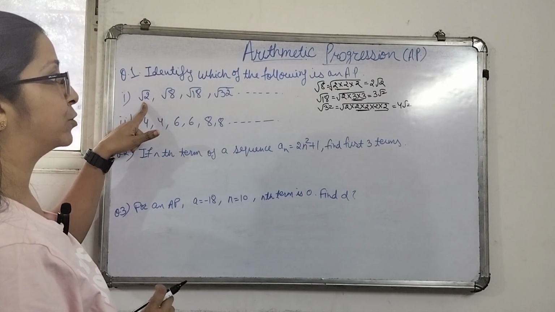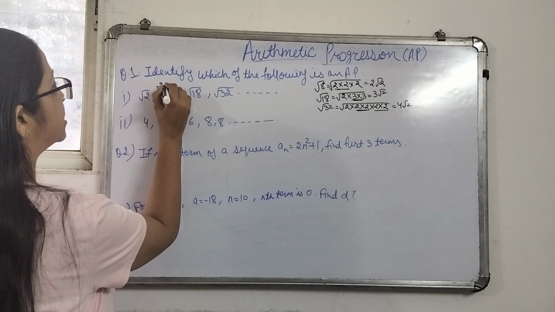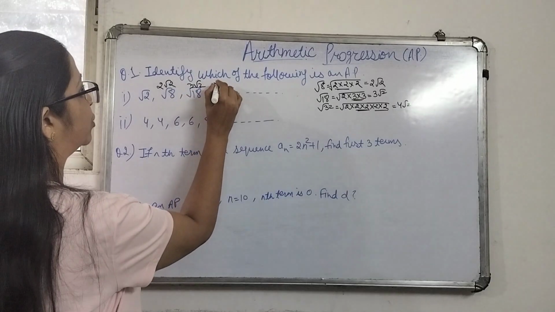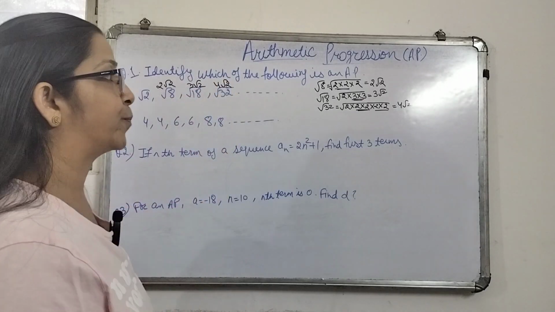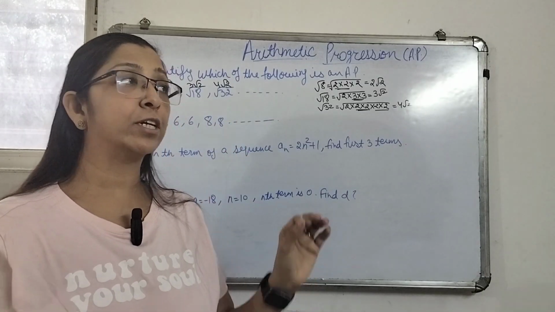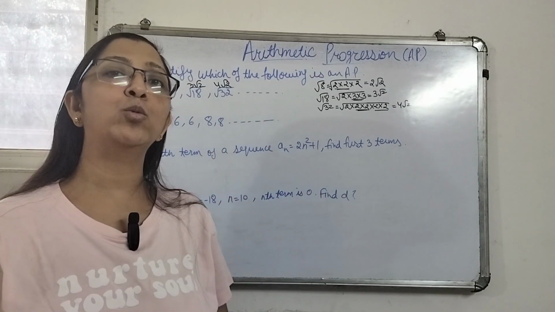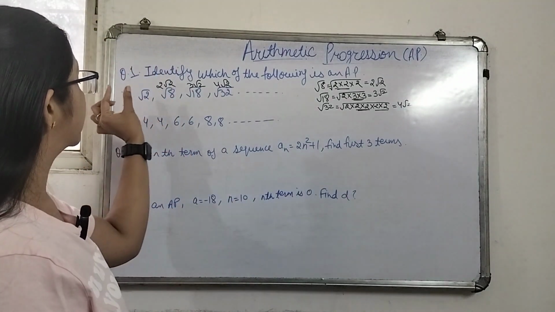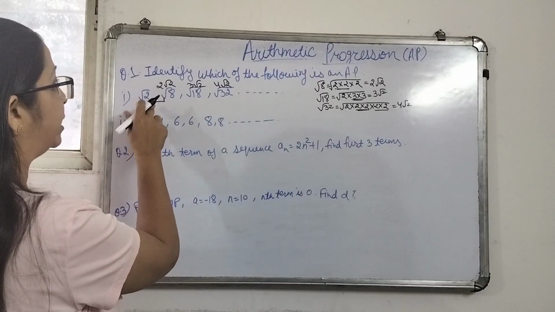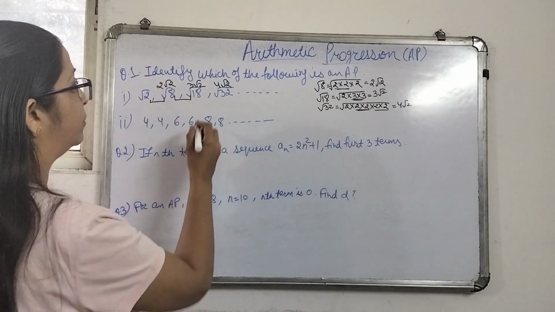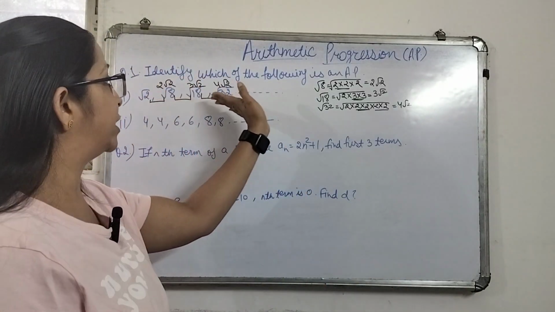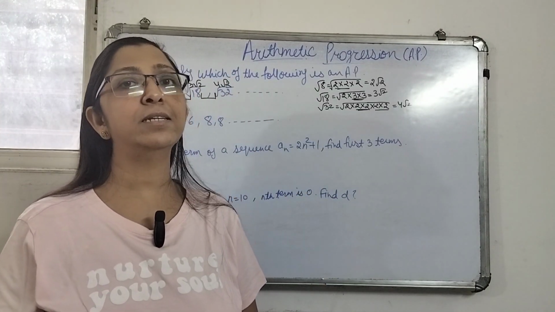So the first term is root 2. The second term could even be written as 2 times root 2. The third term could be written as 3 times root 2, and the fourth is 4 times root 2. If there is any sequence, we can say the sequence is in AP if the common difference is the same throughout the series. That means we find the value of D from the first two terms, the value of D from the second and third terms, and the value of D from the next. If it is coming the same for all the conditions, then we will say that the series is in AP.